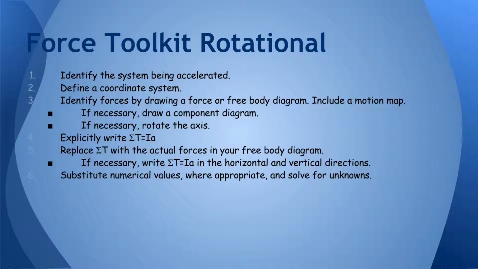Number 4, explicitly write torque equals inertia times alpha. The A in this case, because there's no alpha button, represents alpha. Number 5, replace change in torque with the actual forces in your free body diagram. And if necessary, write torque equals inertia times alpha in the horizontal and vertical directions. Number 6, substitute numerical values where appropriate and solve for the unknowns. So this is the toolkit. Now let's get on to the problem.